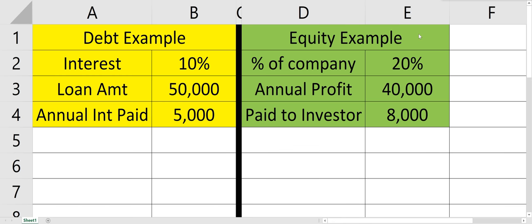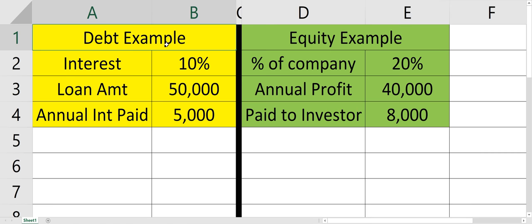When a company needs to raise capital, they can either take on debt or sell equity. When I say take on debt, it just means get a loan, like a loan from the bank or a loan from a friend, and pay an interest rate on that loan. And equity is just selling off part of your business.